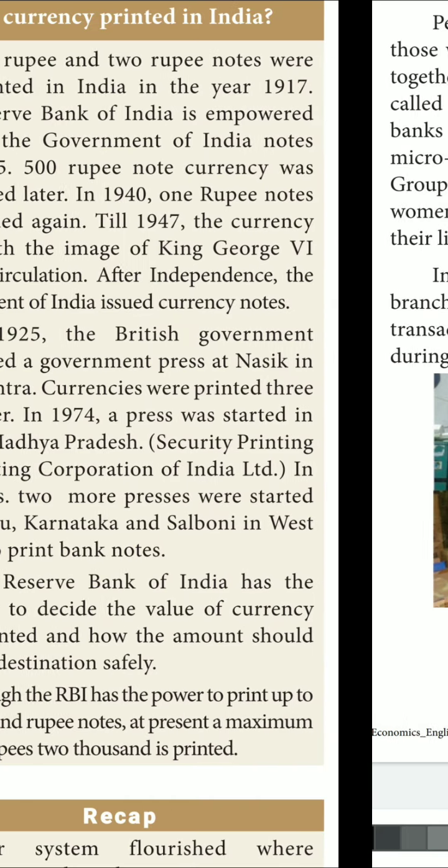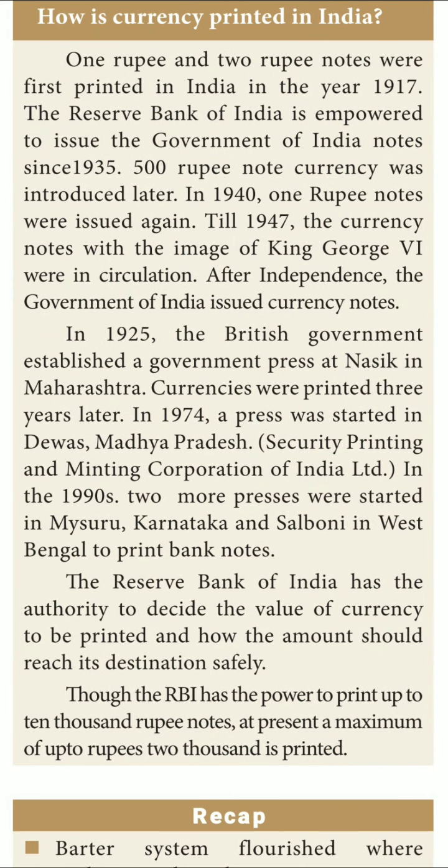Next, how is currency printed in India? There is some history. In 1917, 1 rupee and 2 rupee notes were first printed in India. Who has the full power to print this? The Reserve Bank of India is empowered to issue the Government of India notes since 1935. The 500 rupee note was introduced later. In 1940, 1 rupee notes were issued again, till 1947.